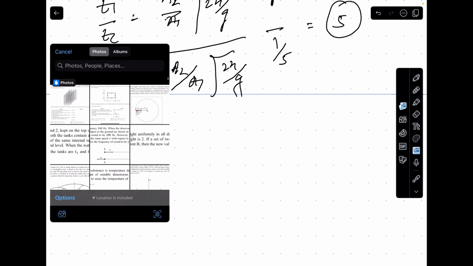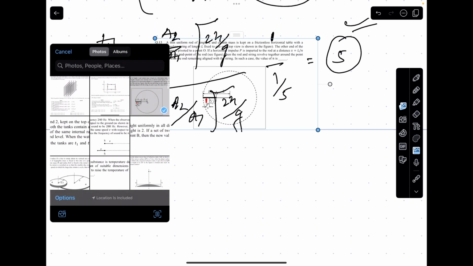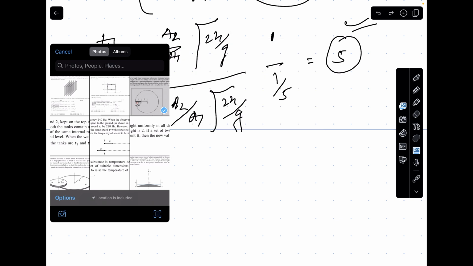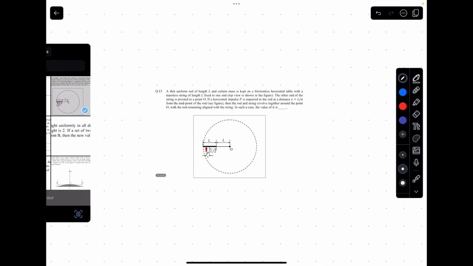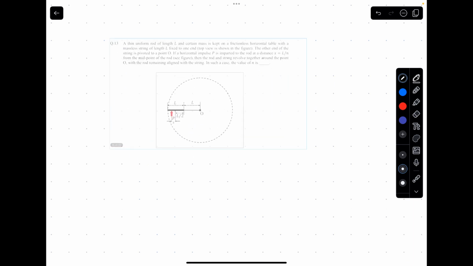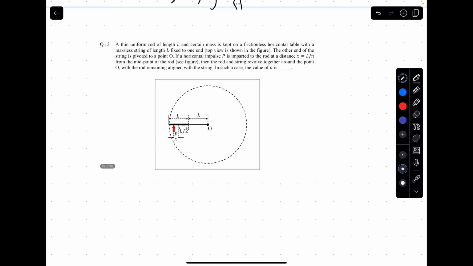The next one, yeah, this one. Okay, look at the question. There is a rod which is connected to this string, and the mass of the rod is m, and we are giving an impulse p here. This is a linear impulse at a distance x from the center of mass of this rod, in such a way that they should move together. They should move like this. Then what is the x value that we need to find out?